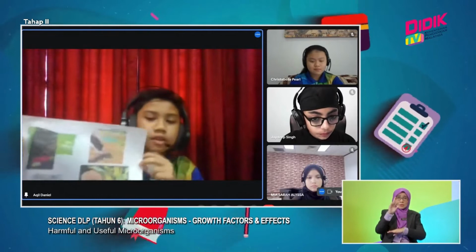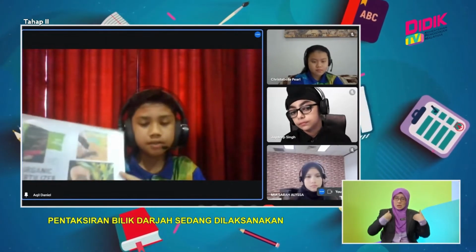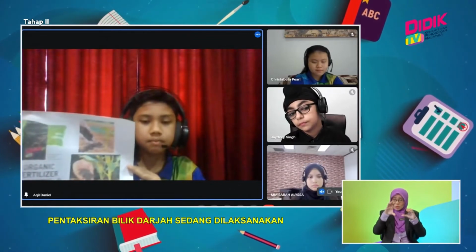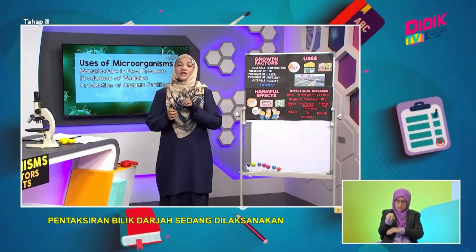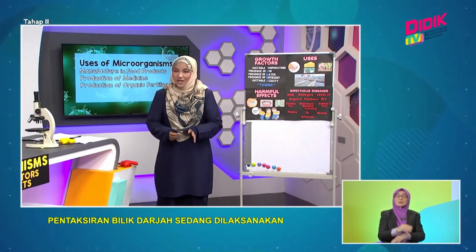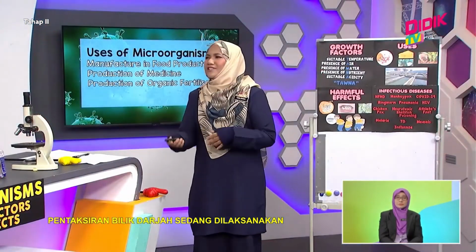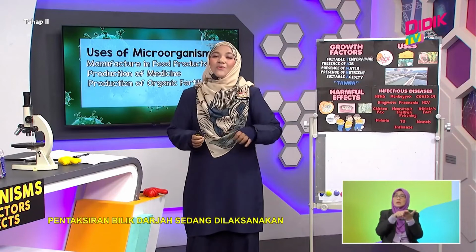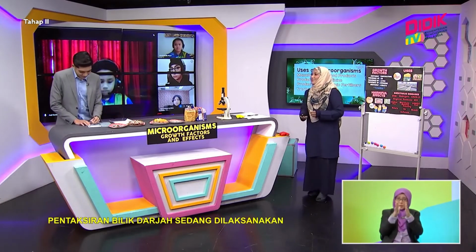Bacteria and fungi are used to decompose a mixture of animal feces and sawdust to produce organic fertilizer. Okay, so animal feces and sawdust are mixed together and decomposed by microorganisms. So that will produce organic fertilizer. What are fertilizers for, Irfan? It is to make our plants grow even nicer, bigger, and stronger. Okay, and the last one is in the treatment of sewage.